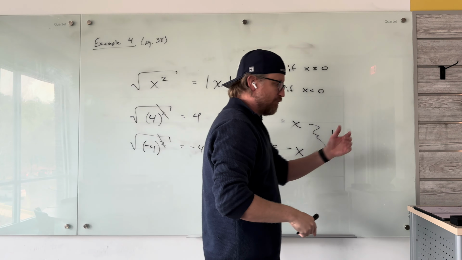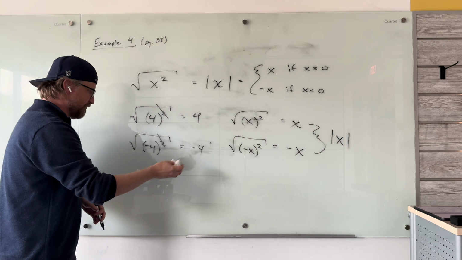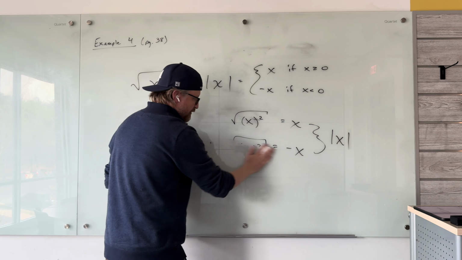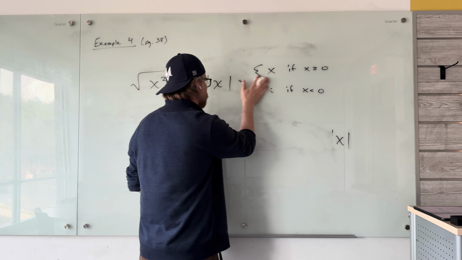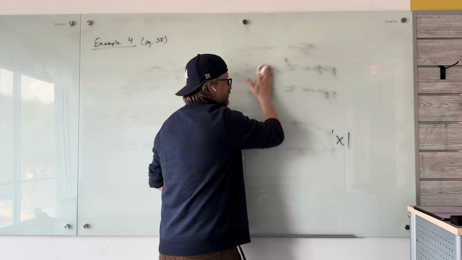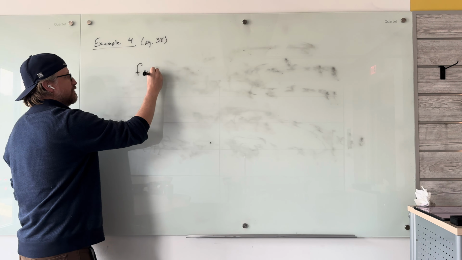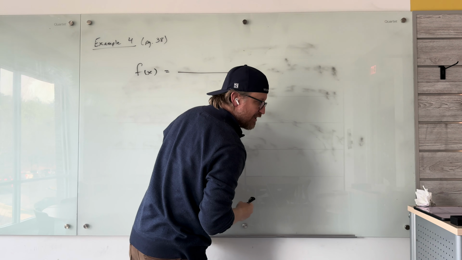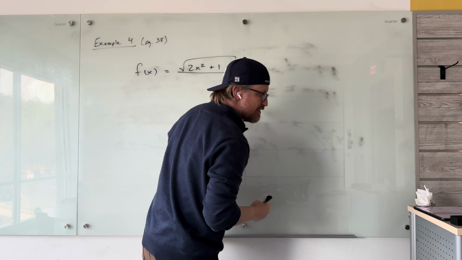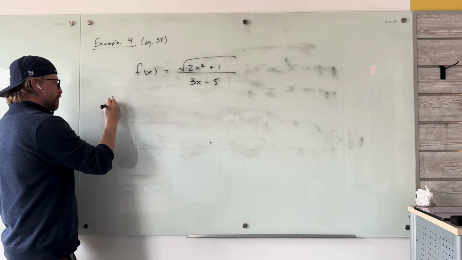Keep that in mind for when we're asking the question in example 4, which is to find the horizontal asymptotes of this rational function. And you'll notice how this rational function deals with square roots. So let me get this erased and put this example up. I have the rational function with the square root of 2x squared plus 1 up top, and underneath I have 3x minus 5. The question is asking for the horizontal asymptotes.